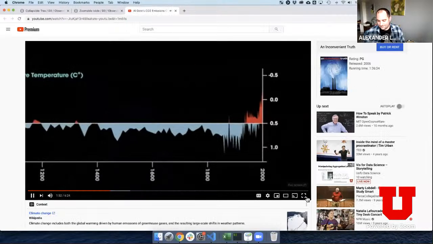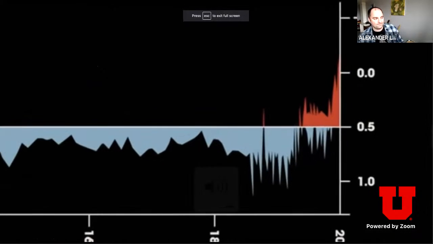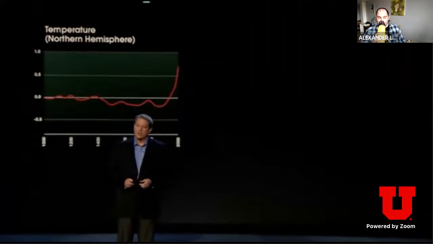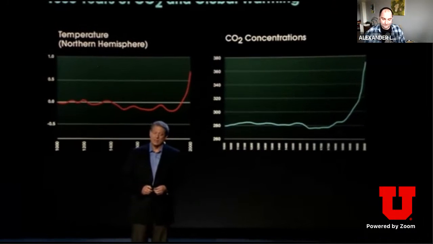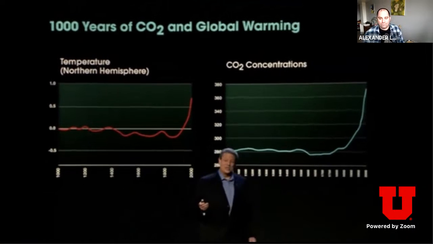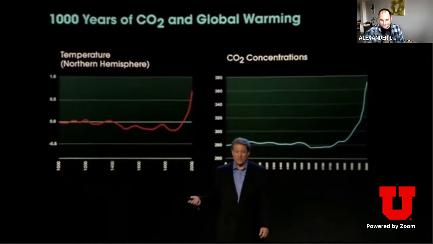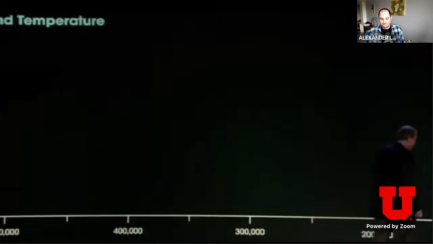Compared to what's going on now, there's just no comparison. So if you look at 1,000 years worth of temperature and compare it to 1,000 years of CO2, you can see how closely they fit together. Now, 1,000 years of CO2 in the mountain glaciers, that's one thing. But in Antarctica, they can go back 650,000 years.